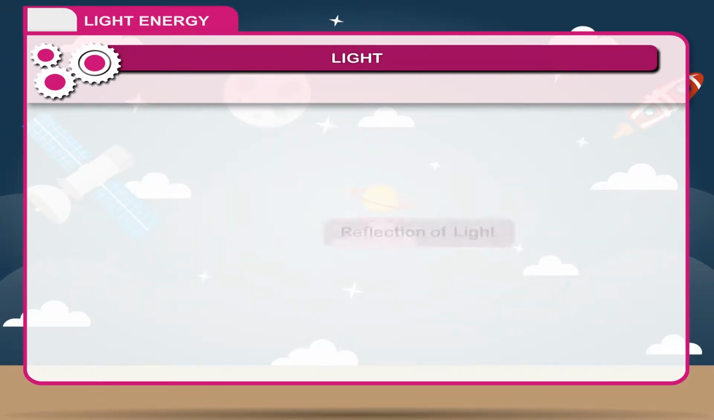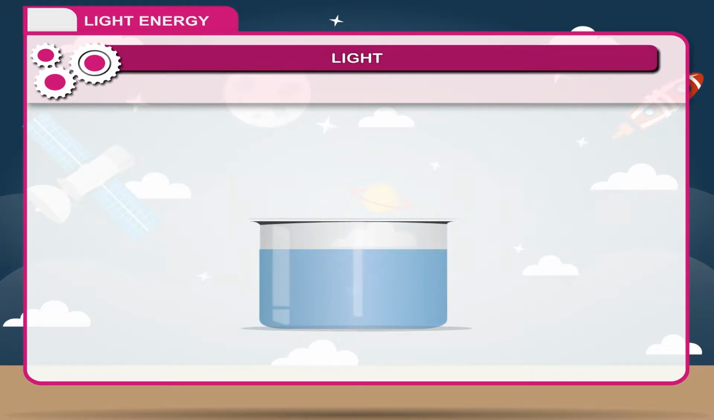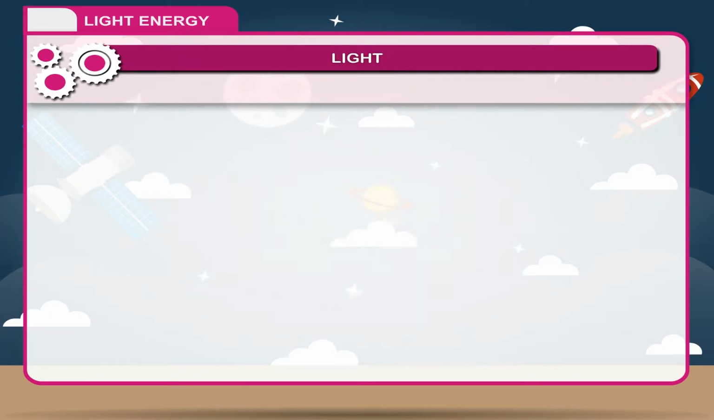Activity. Reflection of light. Take a beaker of glass half filled with clean water. Take a small wooden pencil. Put it inside the water and look at it from outside. You will see that the pencil appears to be broken, but actually it is not. This is due to the refraction of light.